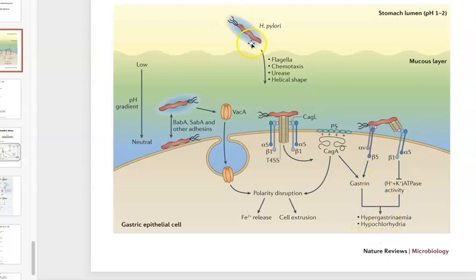So this is an interesting organism that has a really neat physiology and is really capable of modifying its environment to adapt to this very inhospitable location.